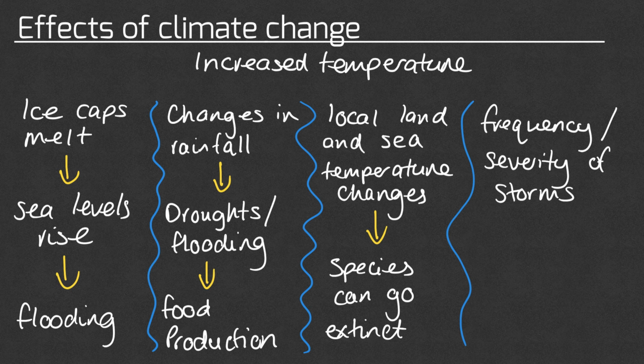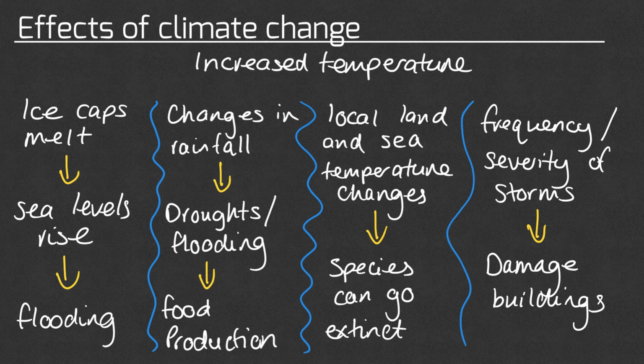Finally, this can also cause the frequency and severity of storms to change, so we could get storms at a higher frequency and they could be more damaging. And this can damage buildings, or in extreme cases, cause the loss of life. Again, it's really important to remember whenever you're explaining the effect of climate change, you work your way through the linked effects. You can't just skip to the end, you've got to explain the sequence.